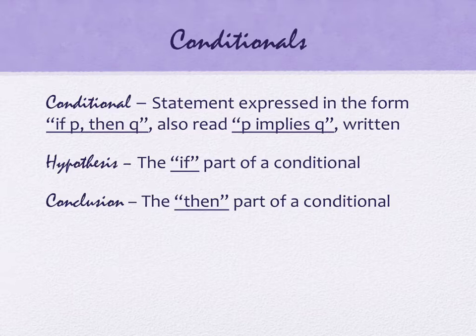So conditional statements are expressed in the form if P, then Q. Or you will sometimes hear them phrased, P implies Q. And they're written with an arrow between. So this would be P implies Q, or if P, then Q. The part at the beginning, the if part, is called the hypothesis. The part that comes at the end, the then part, is the conclusion.